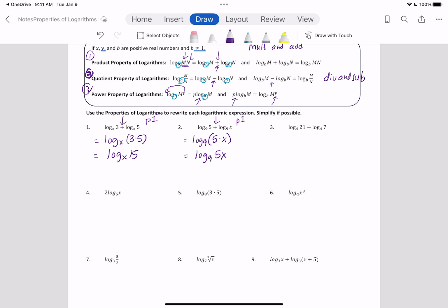Then the third one, this time we have a subtraction. So now we're going to use property 2. This one is going to become a division. So again, we're going to keep our common log base 4. And we're going to rewrite this as 21 divided by 7. And then, of course, 21 is divisible by 7, so we can simplify that and say it's log base 4 of 3.